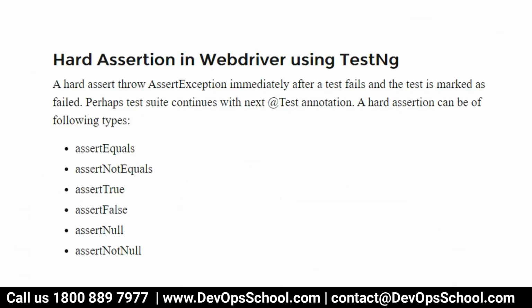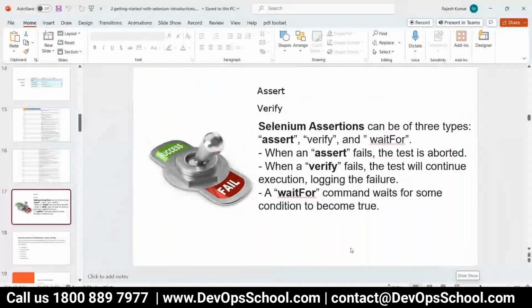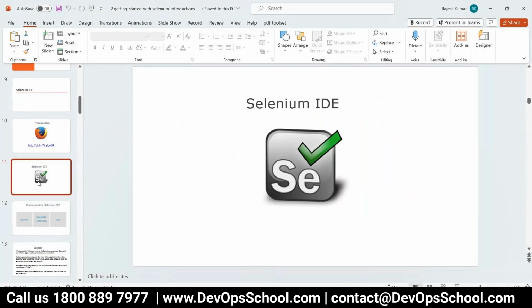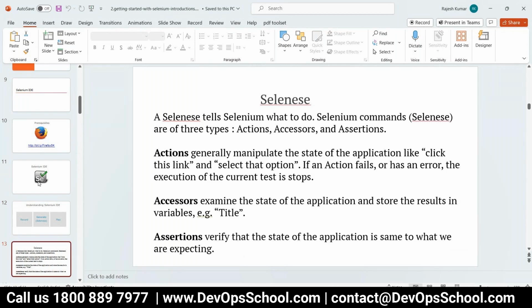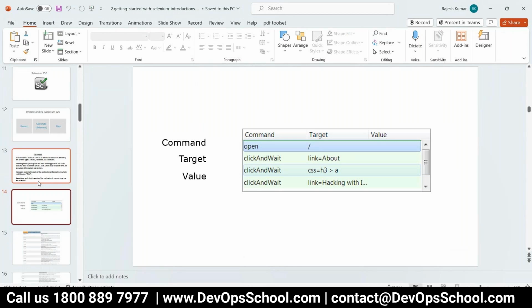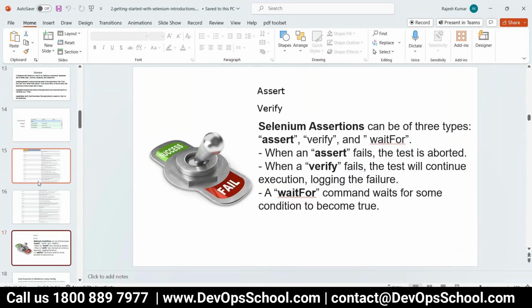So what we understood is IDE is nothing but a kind of extension for the browser, which can record your browsing session, and you can play it n number of times. When you record, it generates Selenese, and in Selenese you have primarily three types of commands: actions, accessors, and assertions. Assertions are also primarily of three types: assert, waitFor, and verify. So these are the three types of assertions which we have.